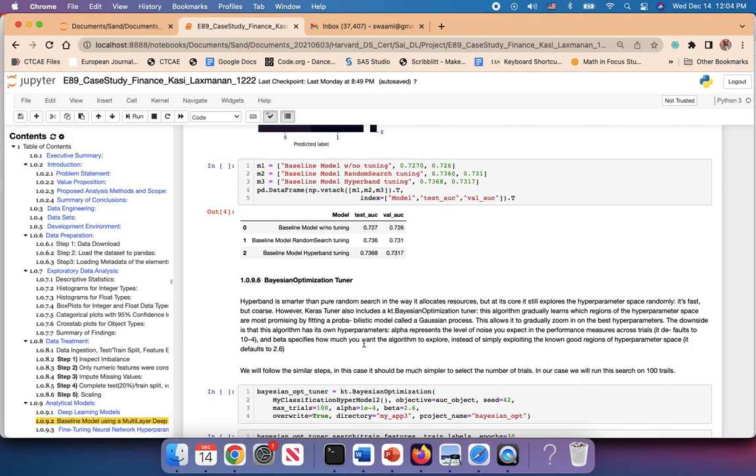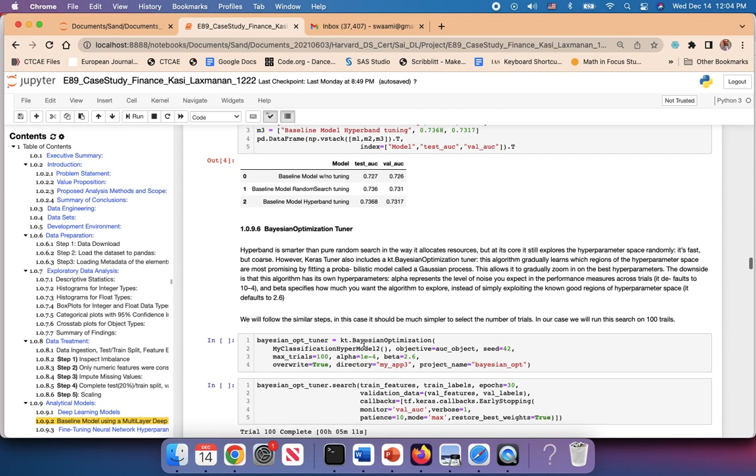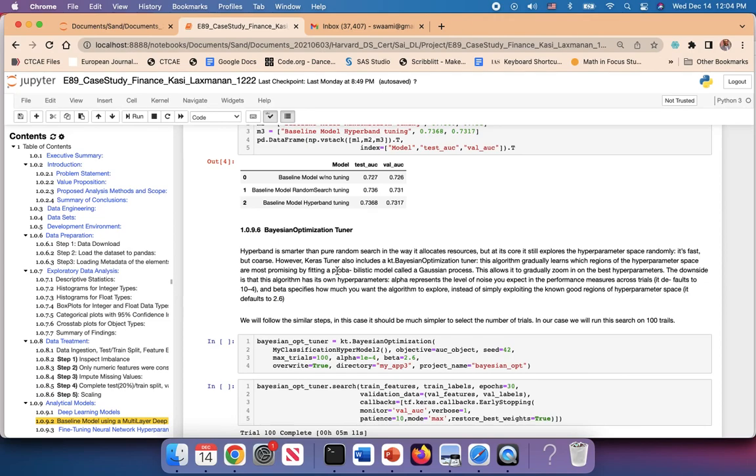which gradually learns by fitting a probabilistic model called a Gaussian process, and then zooms progressively in on the best hyperparameters. The downside to this is that it has its own hyperparameters, like alpha, which represents the level of noise you expect in the performance metrics, and then beta, which basically specifies how much you want the algorithm to explore instead of exploiting the good regions of the hyperparameter space. So that is the Bayesian optimization tuner.